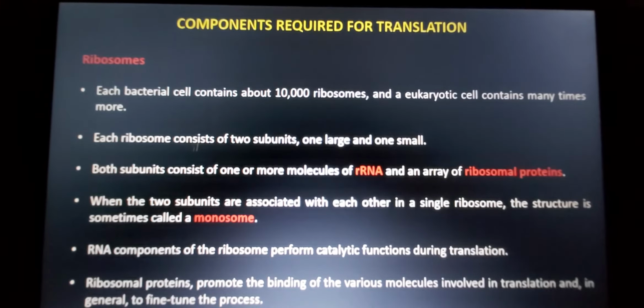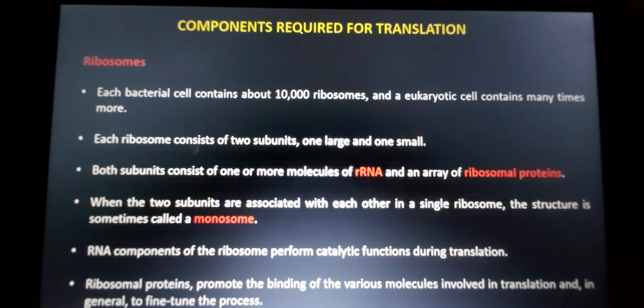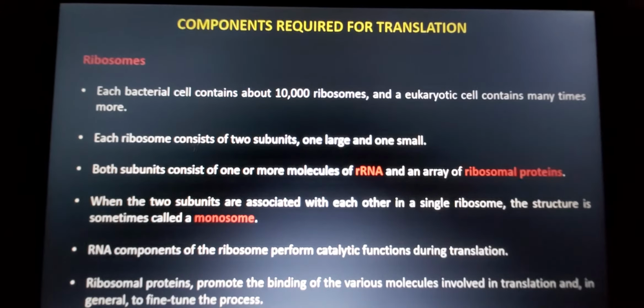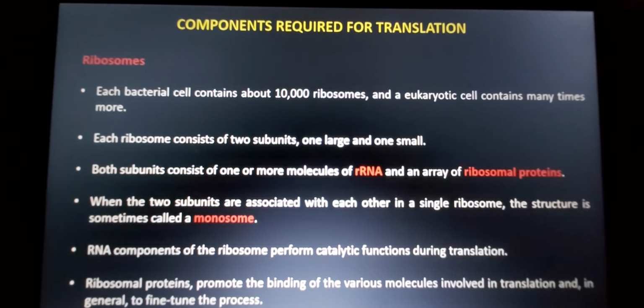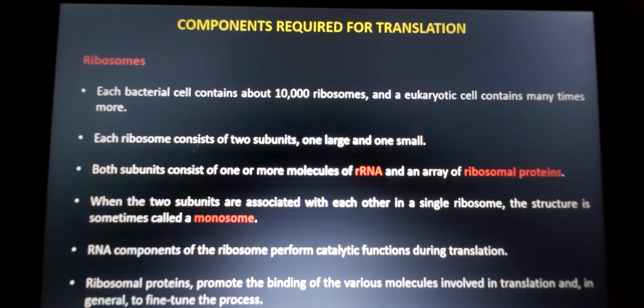Each ribosome is actually made up of two subunits. One of them is called the large subunit and the other is the small subunit. Both the subunits are made up of ribosomal RNA and some proteins which are known as ribosomal proteins. So it's actually a compilation of ribosomal RNA and ribosomal proteins. When these two subunits come together, they form a single unit known as a monosome, and that is when it is known as a single ribosome.